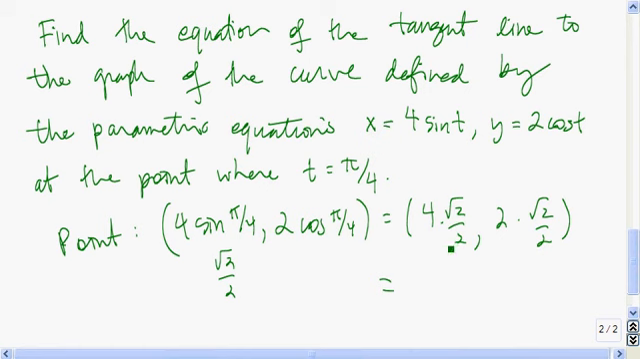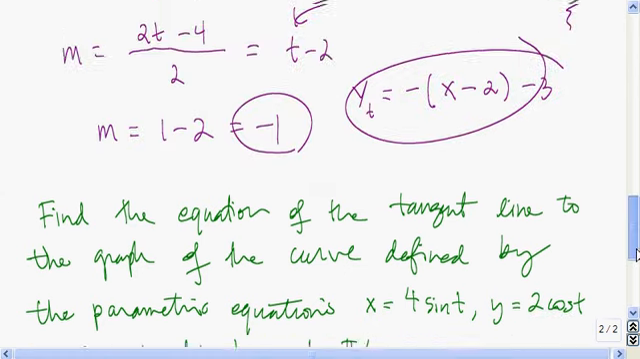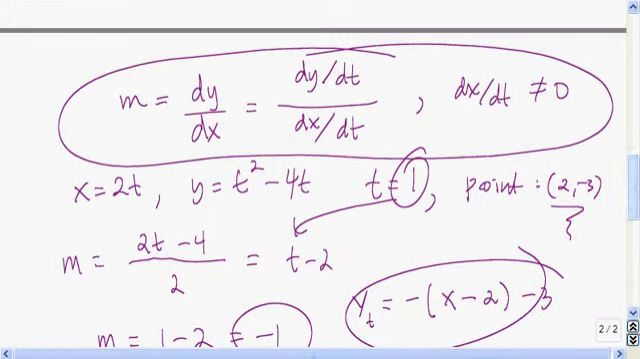So that's equal to 2 root 2, comma root 2. So we want to find the equation of the tangent line to the graph of these parametric equations at the point 2 root 2, comma root 2. So again, the first step was to find the point of tangency.